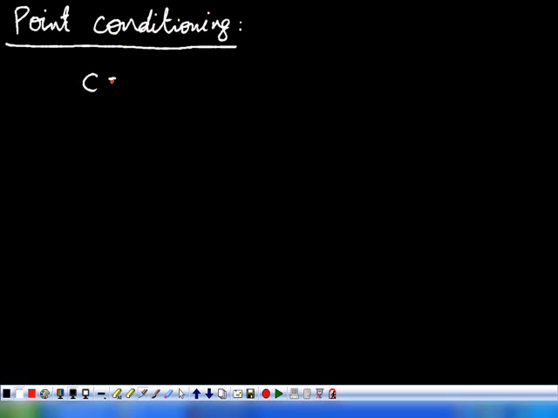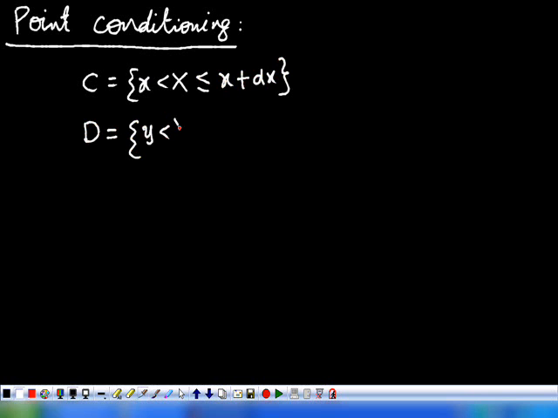We consider one more relation. Now let C be the event that the random variable X lies between x and x plus dx, where dx is a small value tending to 0, and let D be another event where the random variable Y is lying between y and y plus dy.